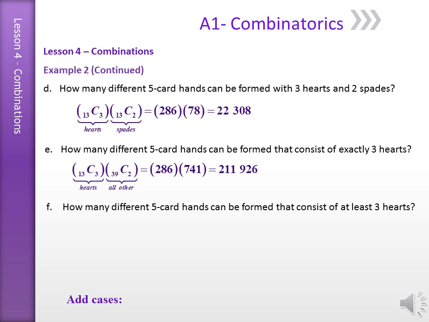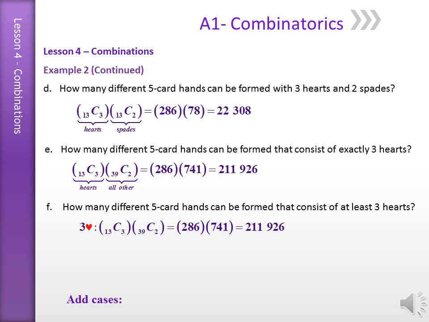Part F is a tricky one. We're going to have 3 cases here. How many different 5-card hands can be formed that consist of at least 3 hearts? We can have 3 hearts, 4 hearts, or 5 hearts. We figure each out separately. We already know that 3 hearts from part E would give us a total of 211,926 hands.